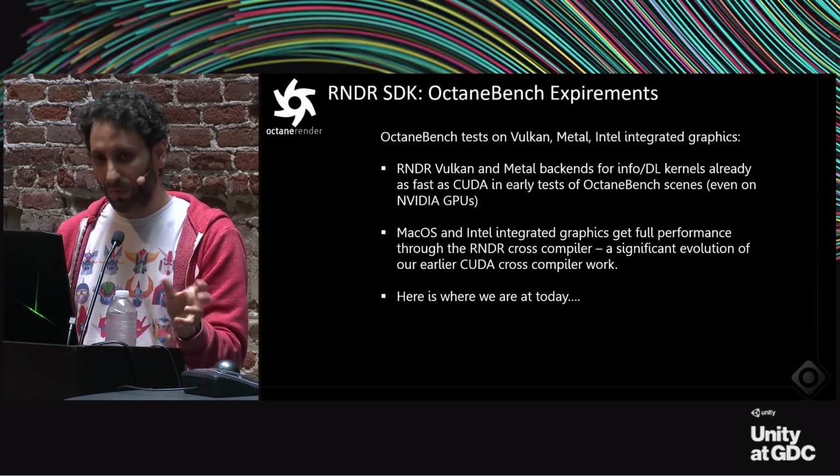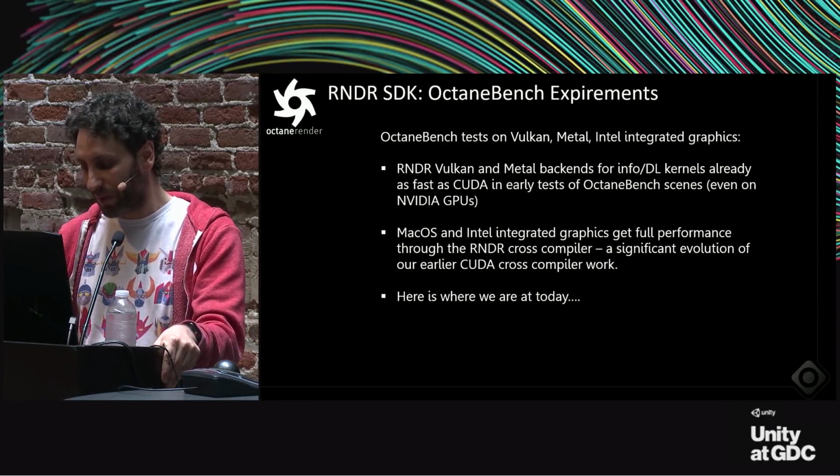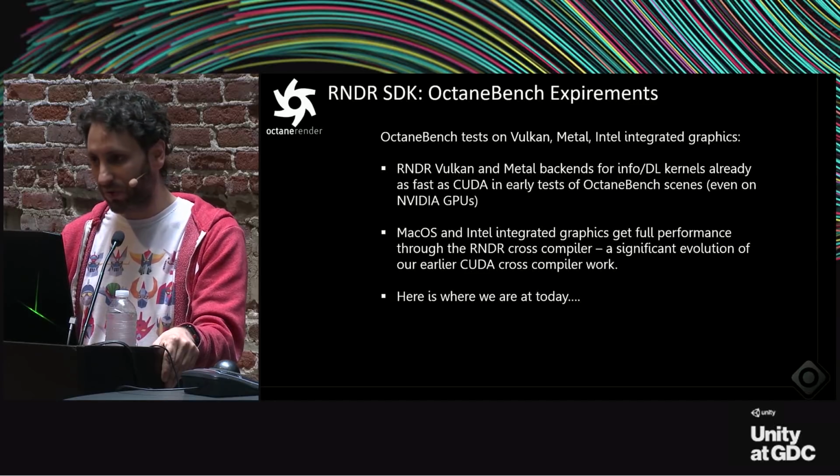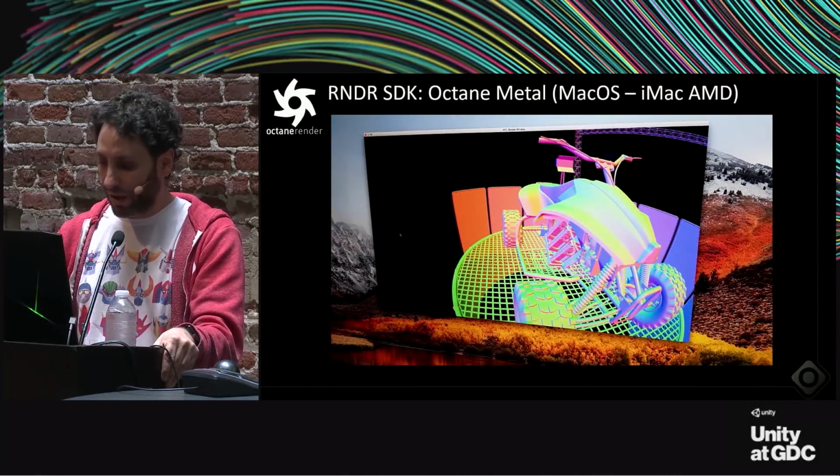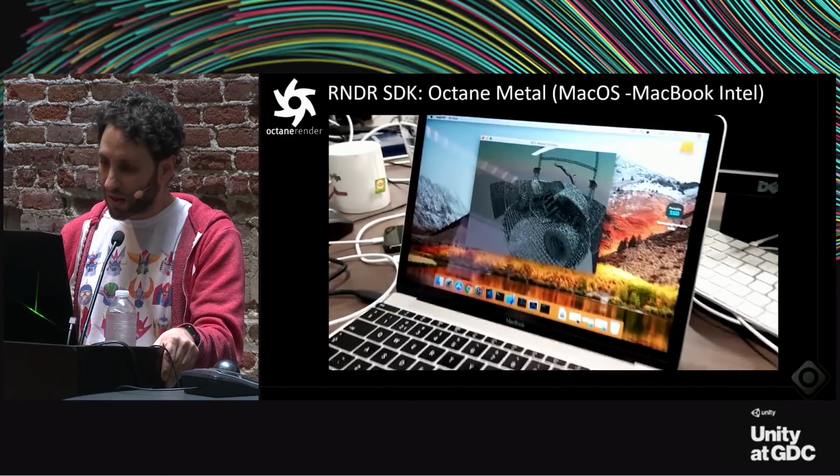And we have a benchmark, which is actually how we allow people to price out their cloud jobs and even get GPUs. It's called Octane Bench, and there's 3 or 4 scenes in there. This is one of the scenes from Octane Bench running on an AMD iMac, but it's running on Metal, and it's not running on CUDA.